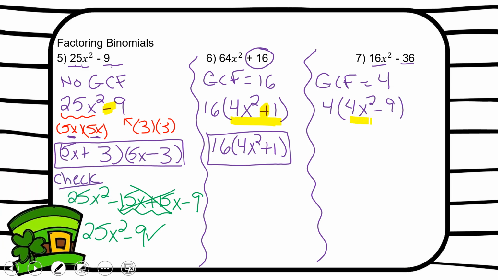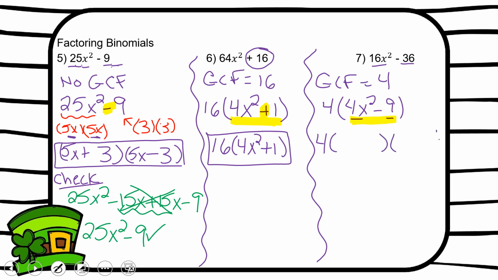Now, again, you're only looking here at this stage. And you go, okay, that's a binomial. Is it a difference of two squares? And it is. We have a difference because of subtraction, and 4x squared and 9 are both perfect squares. So when we write this one out, we just have to make sure, don't drop your GCF. That has to tag along.